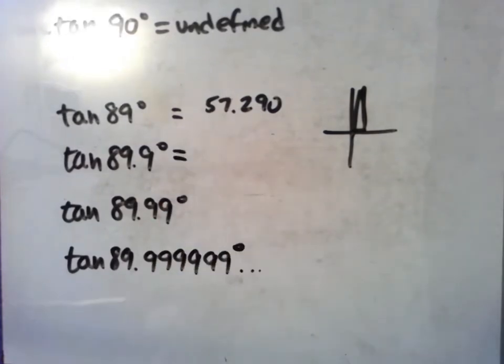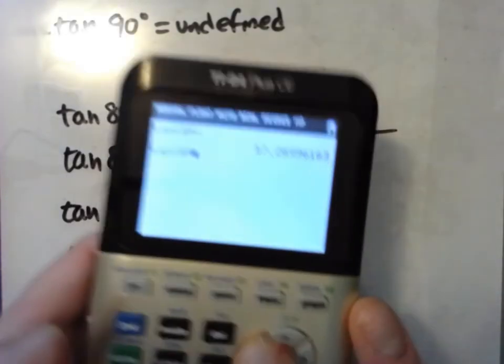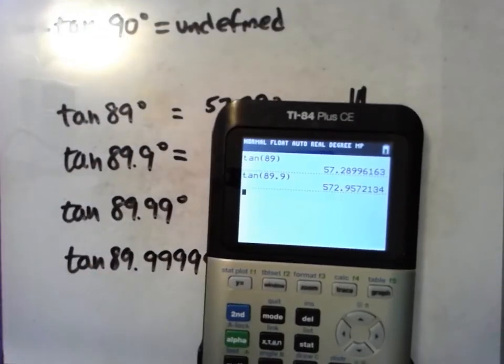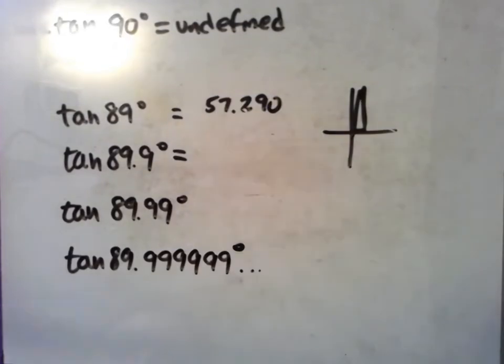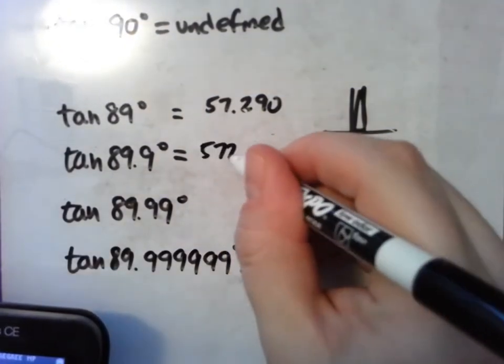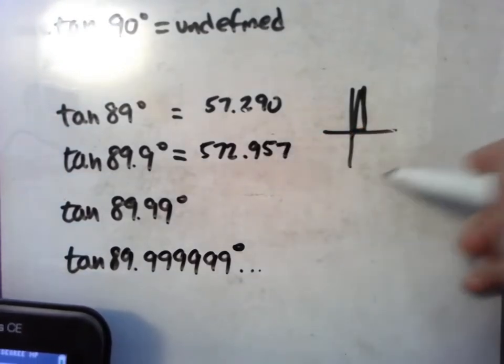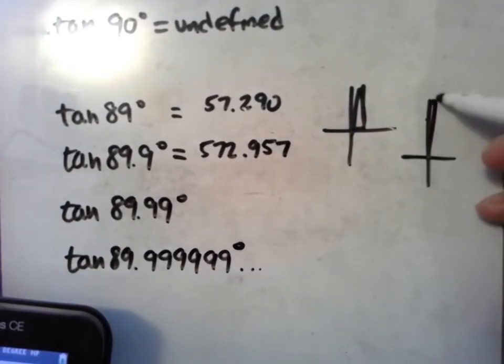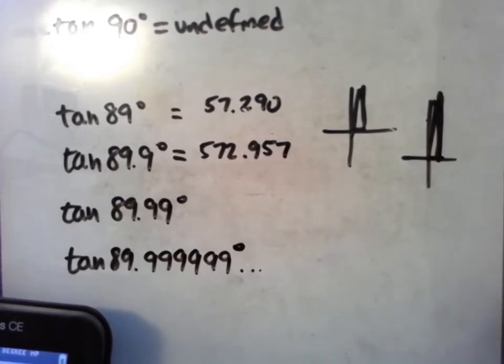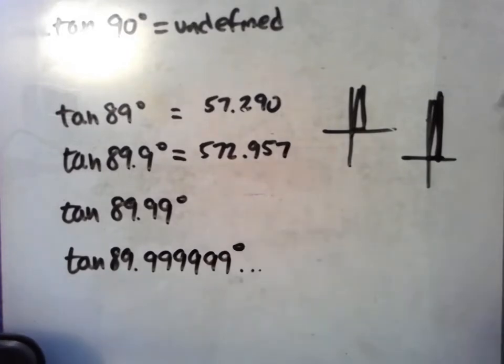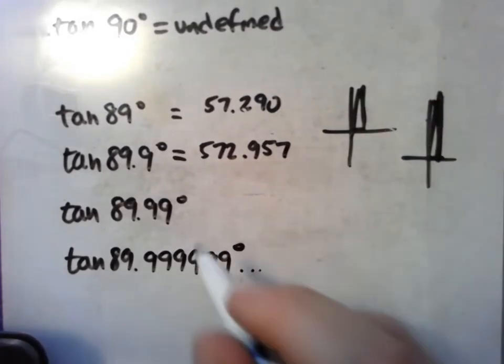What happens when you use 89.9 as your angle? The closer you get to 90, what happens to your tangent value? That's 572.957. That ratio, the opposite side length, is a lot longer than the adjacent side by comparison. Even though it's still 1 unit away from the origin.